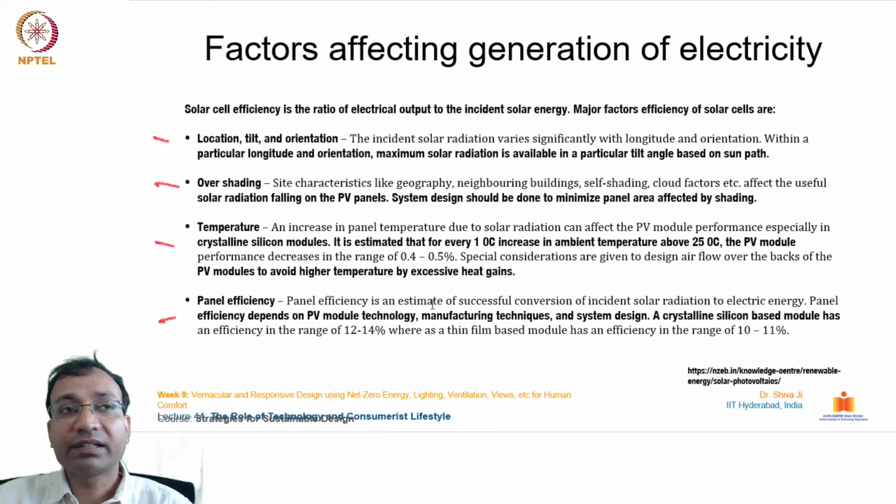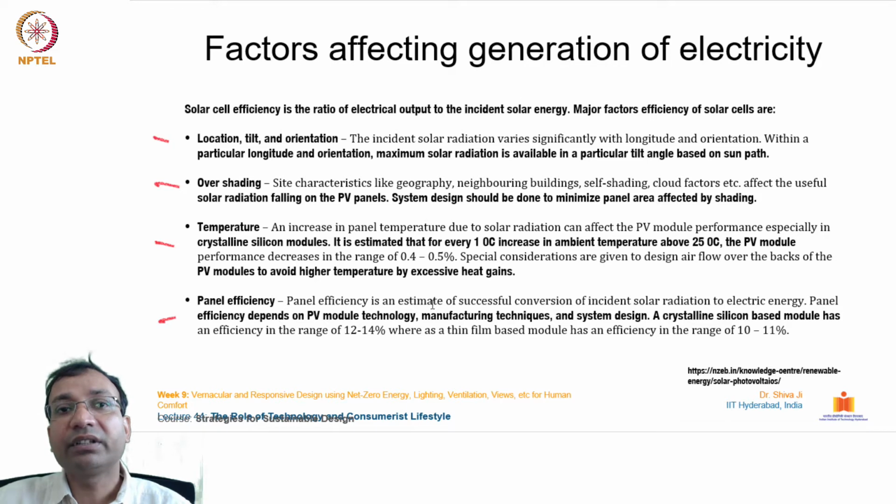Further, there are some factors affecting generation of electricity. We will go one by one. Solar cell efficiency is the ratio of electrical output to the incident solar energy. Major factors affecting efficiency of solar cells are, first one, location, tilt, and orientation. The incident solar radiation varies significantly with latitude and orientation. Within a particular latitude and orientation, maximum solar radiation is available at a particular tilt angle based on sun path.